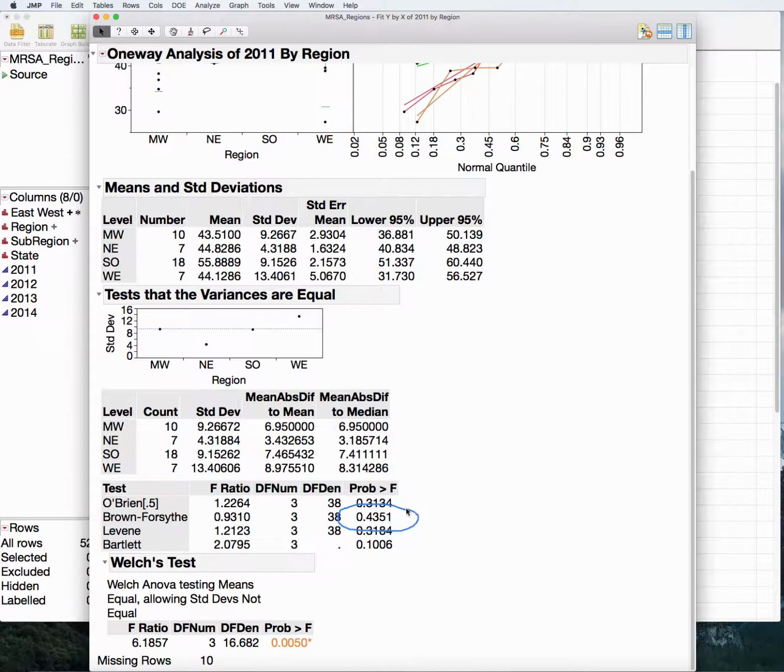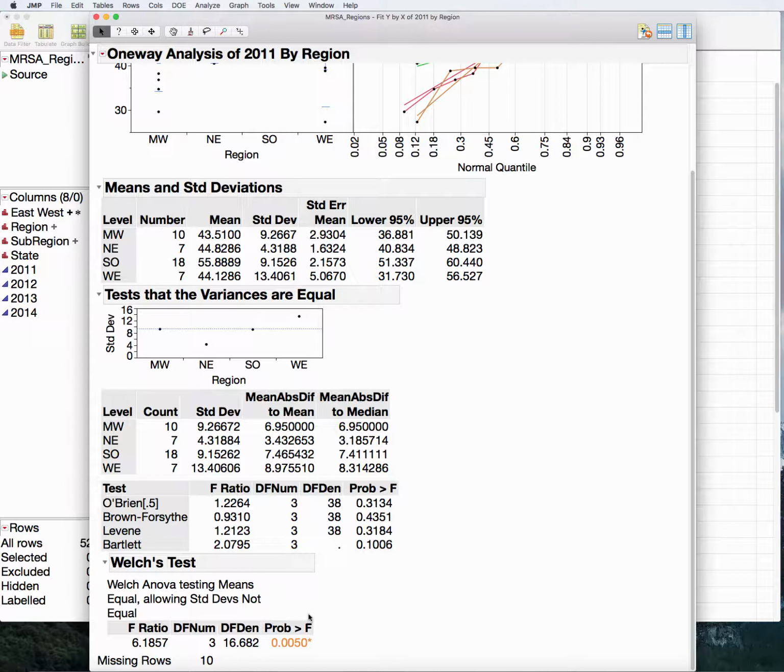If this test rejects, or you have imbalanced sample sizes, or you simply don't want to assume equal variances, you can report then the Welch ANOVA. Again, JMP tells you here, it's testing means equal, allowing standard deviations to not be equal. Notice our degrees of freedom here in the denominator have a decimal place. That's because it's weighting or allowing these different variabilities and these different group sizes to be accounted for.